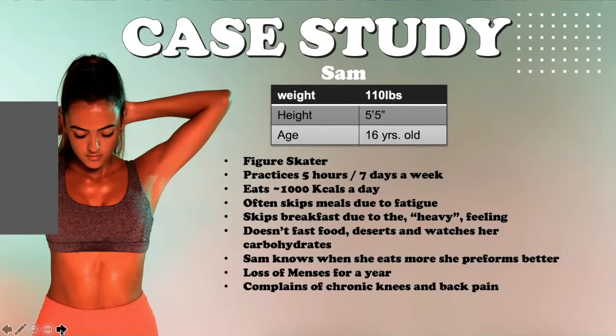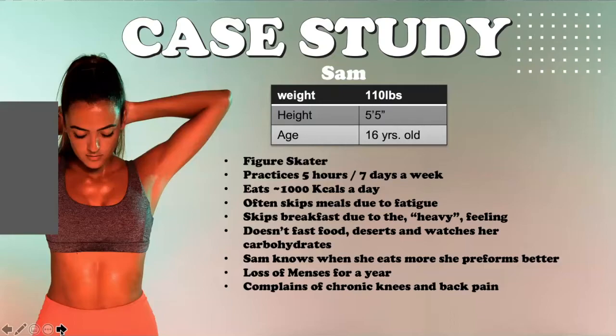She often skips meals because she's fatigued. She skips breakfast because she feels heavy. She doesn't like fast food. She doesn't eat desserts and watches her carbohydrates. Sam knows that when she eats more, she performs better, but she tends not to.